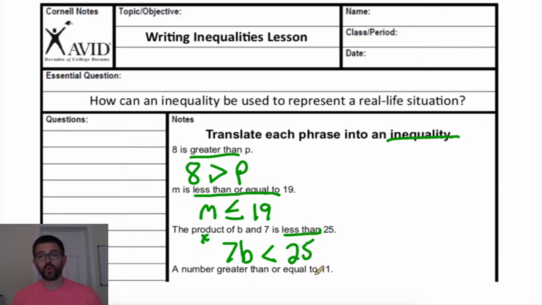A number greater than or equal to 11. Well, greater than or equal to looks like that. I want it to be at 11, and it says a number. Well, I don't know what number they're talking about. I just want any number that's greater than or equal to 11. Well, that doesn't mean make up a number. That means put in a variable, because it could stand for any number that we want to put in there that's greater than or equal to 11. So the key is look for those pieces, kind of know what your variable is, what your endpoint is, and then look for those keywords to tell you what inequality symbol to use.